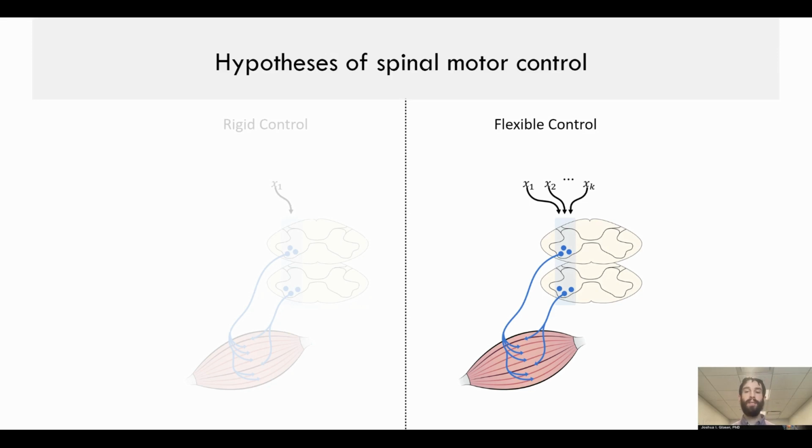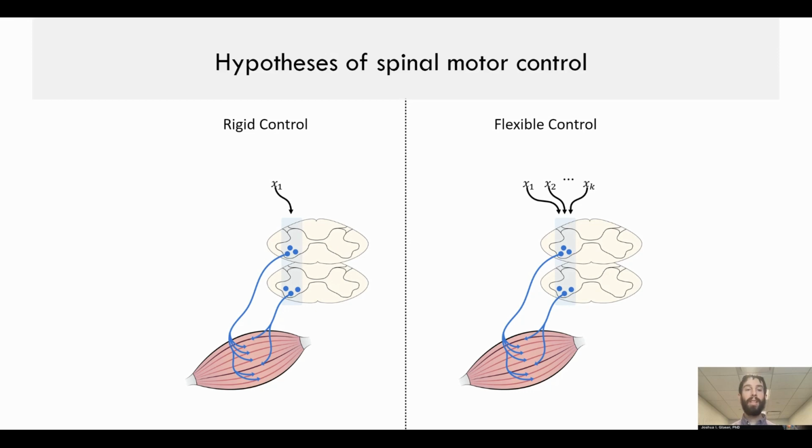The alternative is what we'll call flexible control, using more degrees of freedom, which, although more computationally complex, could seem advantageous when making many different types of forces, for example, fast and slow forces. And the central nervous system has 1,000,000 axons projecting down into the spinal cord. So it definitely is possible that it could take advantage of this type of diversity of the different motor units.